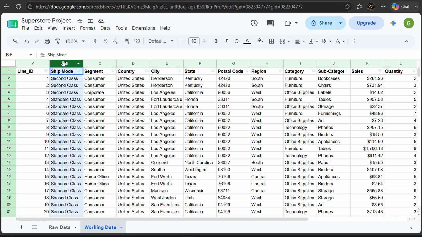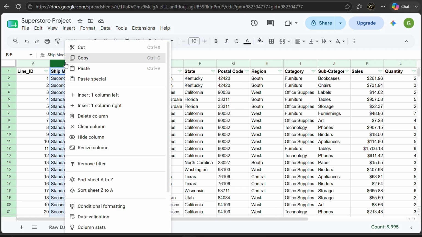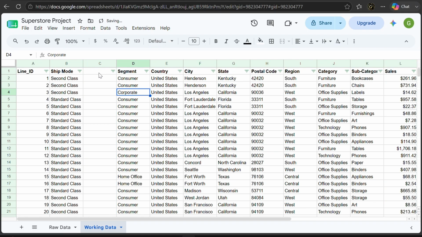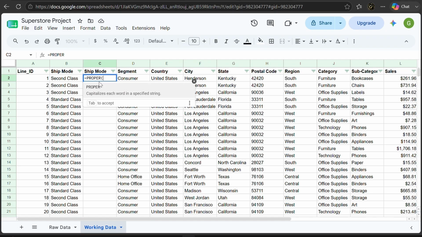So let's come to ship mode and standardize. We're going to standardize ship mode, segment, region, category, and subcategories, since those are the columns that really matter to us. I'm just going to say insert one column to the right. I'm going to call it ship mode also. Ship mode, right? And then I'm going to say equals PROPER.